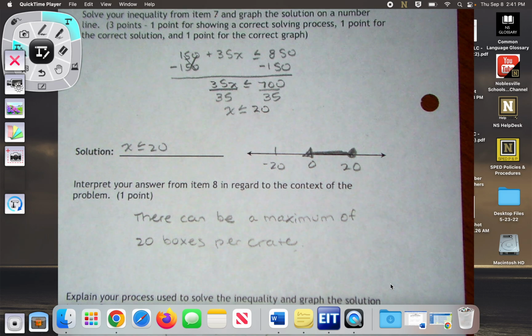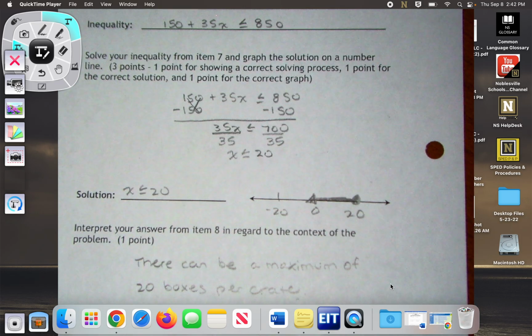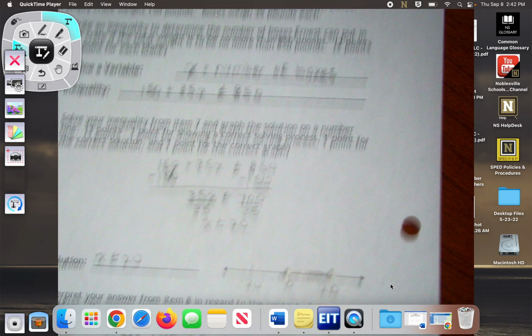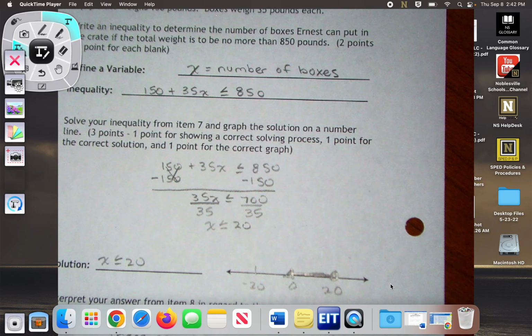Yes. That can mean no more than 19 boxes. That one. No more than 20. Yep. Because it can be 20. It just can't go, I think it said it has to be no more than 850, so it can be 850. It just can't be more than that, right? So exactly 20 boxes or less.